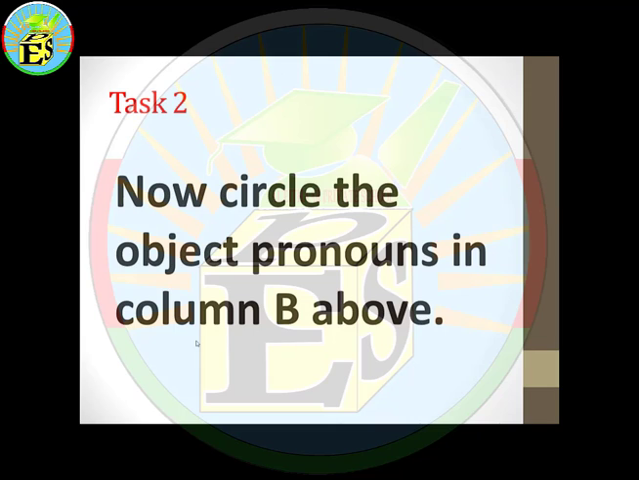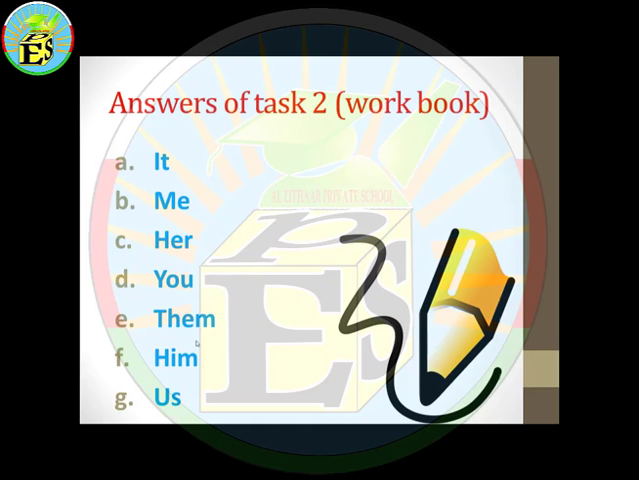Let's move and check the answers together. So in the first example, A, you have to put a circle on it. The second one, put a circle on me. The third one, her. The fourth one, you. Can I help you? The object pronoun is you.